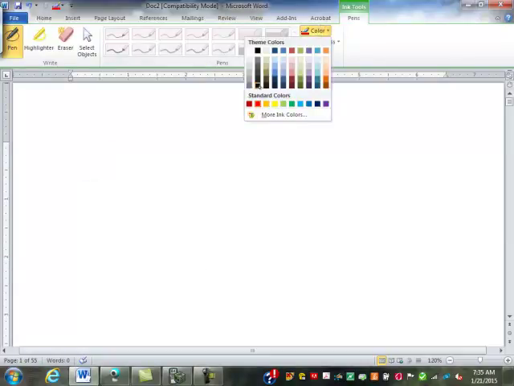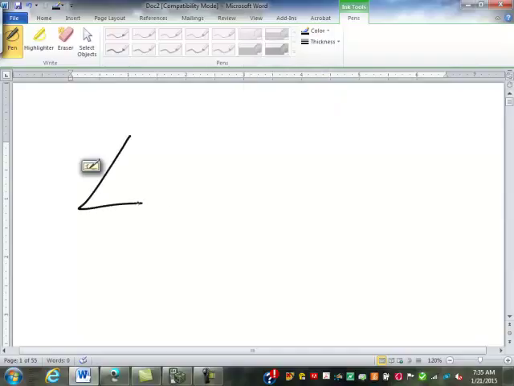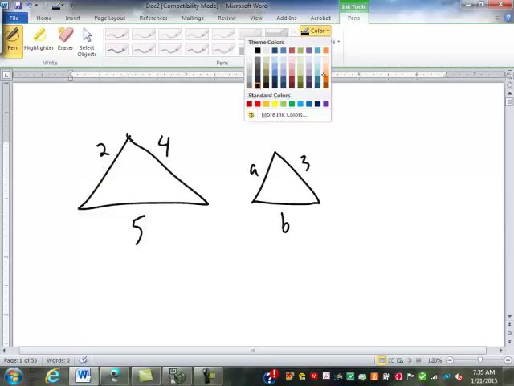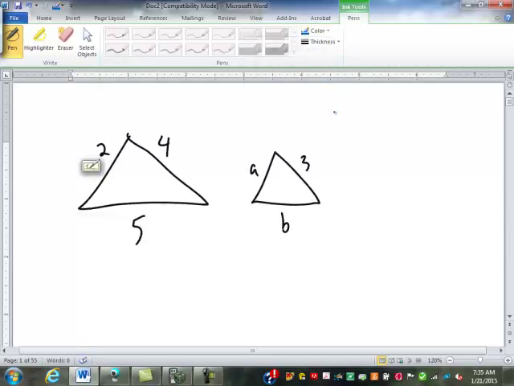For like number 1, pretend my pictures actually are good. So we've got a triangle with sides 2, 4, and 5, and this is A, 3, and B. Now this one you said you got a lot of fractions or decimals. This one will come out to decimals. Okay. What 2 sides match up that we know the length from both figures?